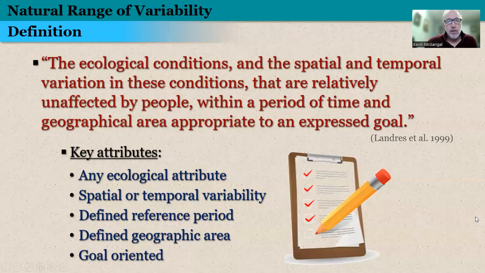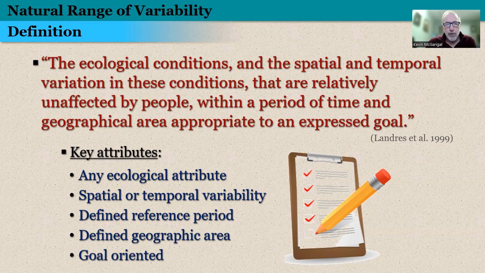Let's begin with a definition of NRV. I pulled this definition from the Landres et al. 1999 seminal publication in Ecological Applications on NRV that I discussed in the first talk in this series. The definition is as follows. NRV refers to the ecological conditions and the spatial and temporal variation in these conditions that are relatively unaffected by people within a period of time and geographical area appropriate to an express goal. That's a mouthful, but it's necessary because it expresses a number of key attributes to the NRV concept.